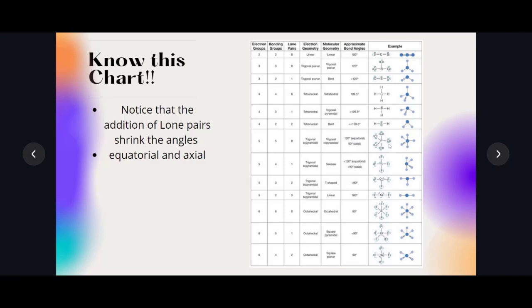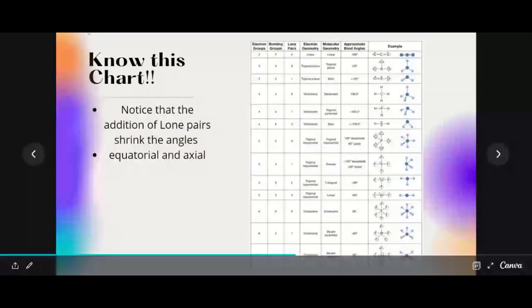Sometimes you'll see on 3D models, there are going to be dashes or solid lines. So the dash means it's going out of the plane, and then the wedge is coming out of the plane toward you. That's kind of what it means.